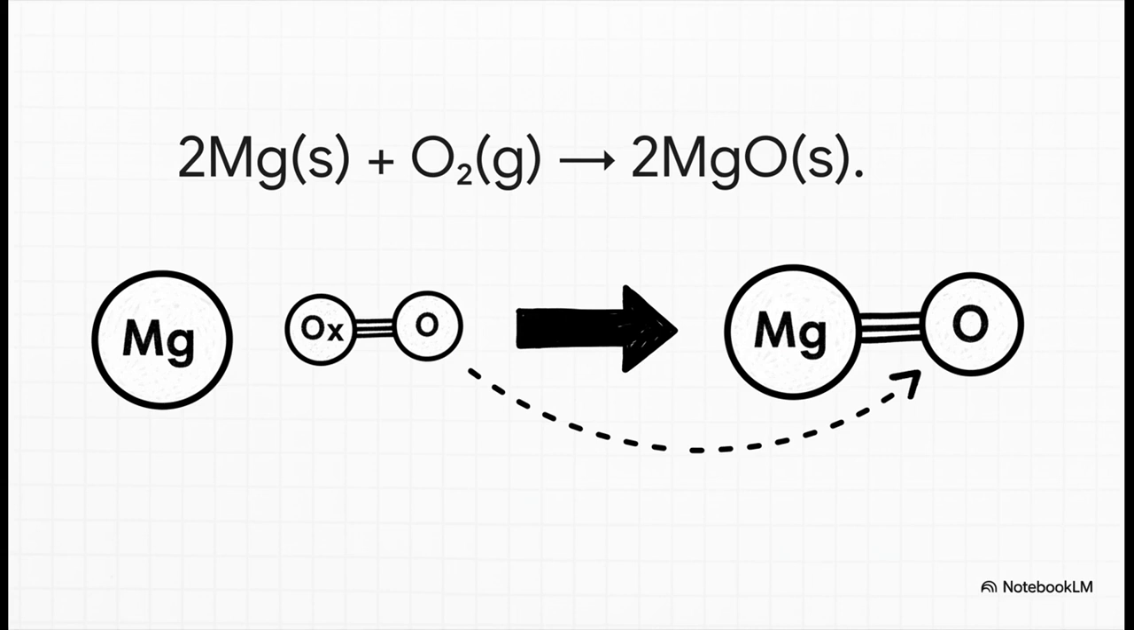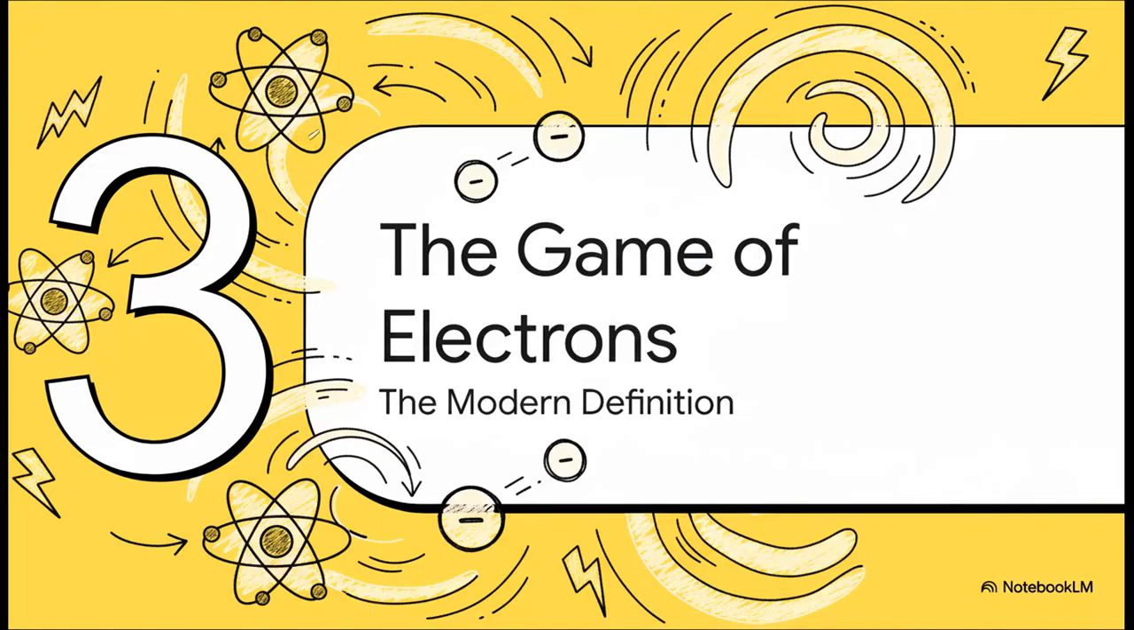You've all seen a magnesium ribbon burn with that bright light, no? When magnesium combines with oxygen, it forms magnesium oxide. Now, because oxygen was added to the magnesium, we say that the magnesium has been oxidized. Easy peasy.